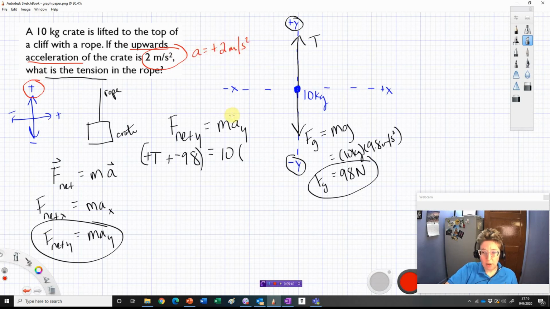Please be careful. That could be something different on other problems. The acceleration could be something else. It could be a different sign. Be aware of this. This is something you need to be careful about. If you get that sign wrong, it's going to mess everything up.